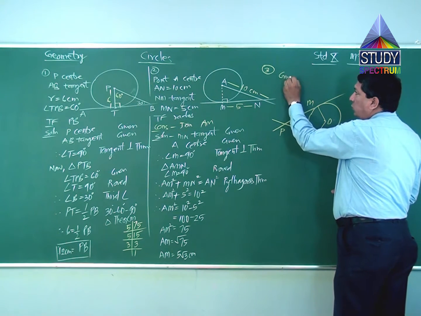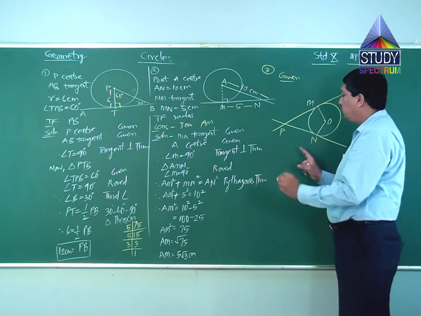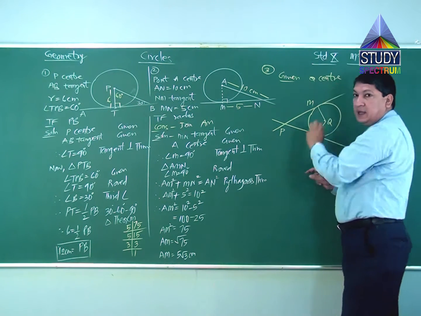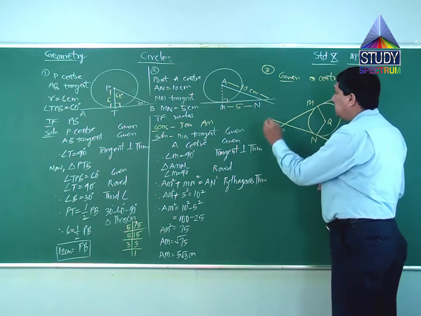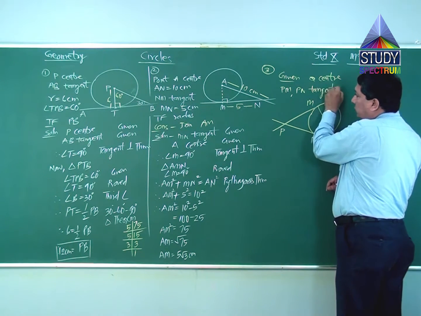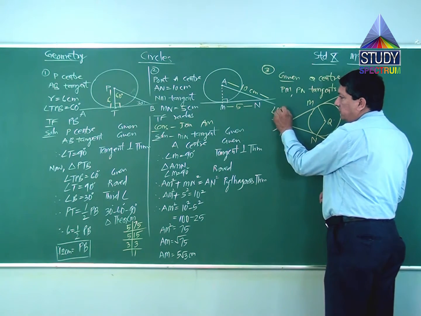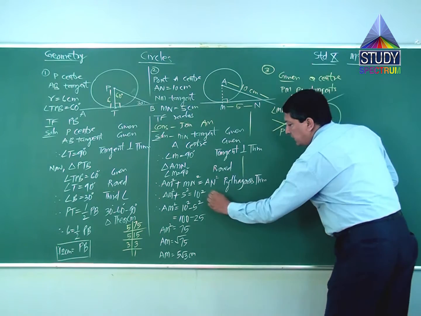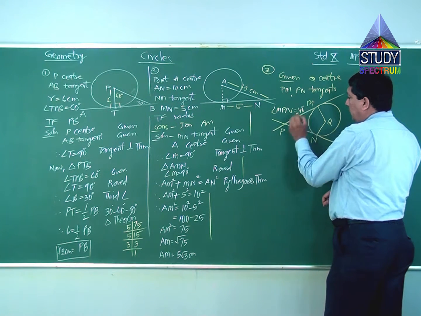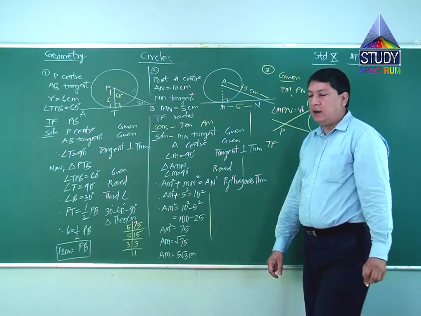So I'll write it down what all is known to you in this sum. Question is Q is the center. So this is point Q. So given Q center of the circle. After that PM and PN are tangents. This is also given to you. Angle MPN is also given. Angle MPN is given to you, 40 degree. You need to find out angle MQN.